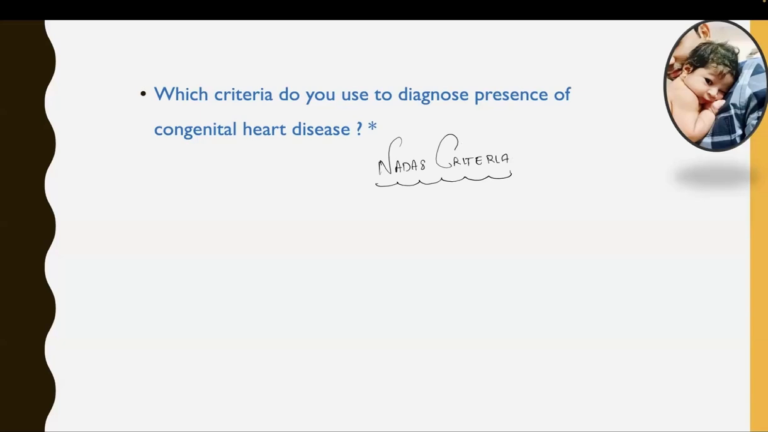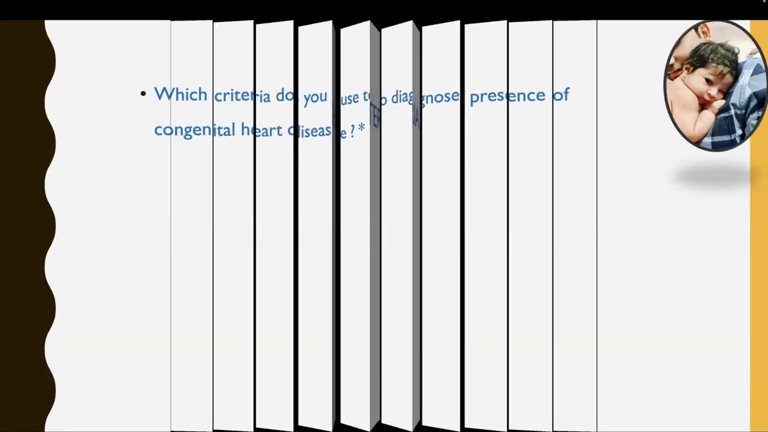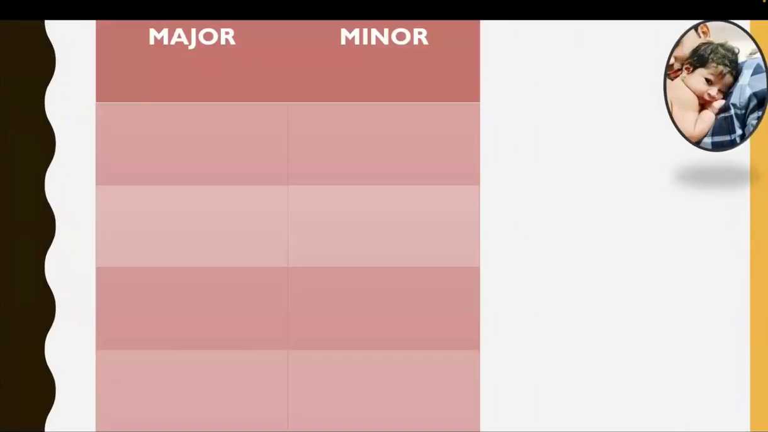congenital heart disease. And NADA's criteria basically has a major criteria and a minor criteria. Like if some baby is there in our hospital, newborn baby, and I'm thinking that he might have a congenital heart disease, I will make sure that baby comes under NADA's criteria, which has a major and a minor criteria. So what is the major and minor criteria? It's very easy.